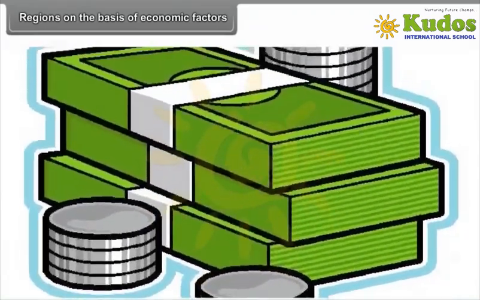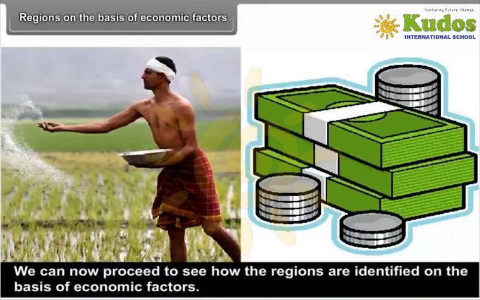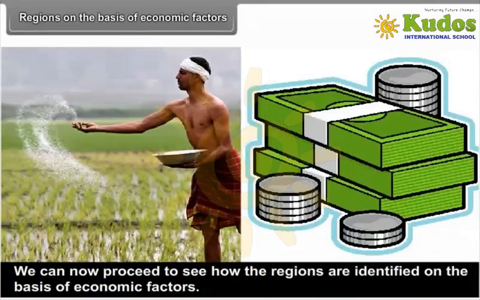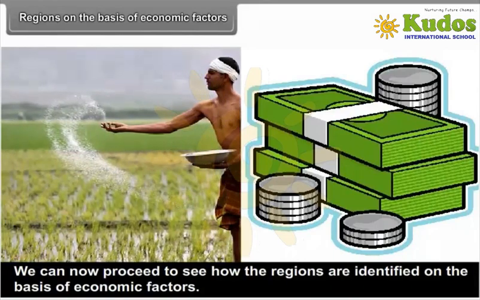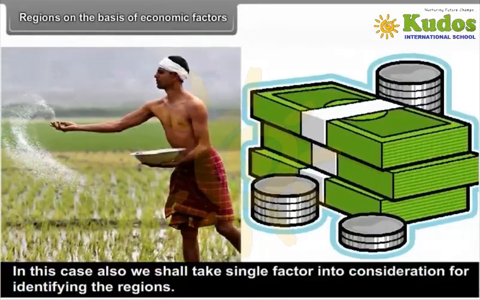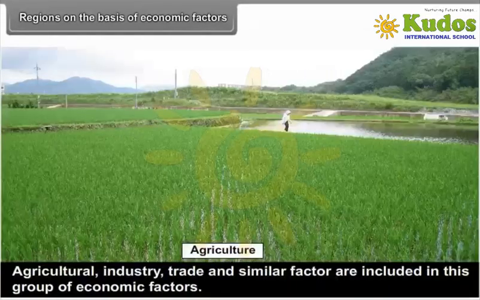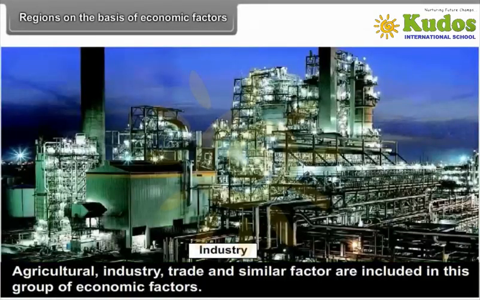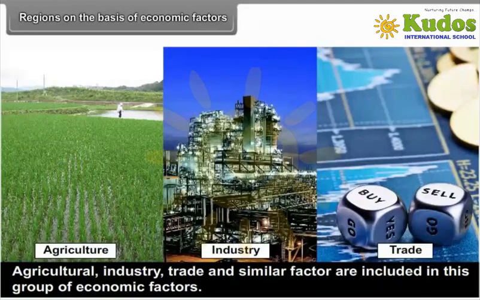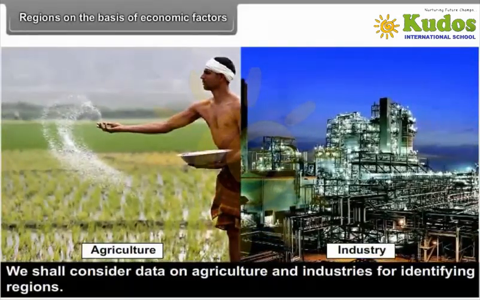Regions on the basis of economic factors. We can now proceed to see how the regions are identified on the basis of economic factors. In this case also, we shall take a single factor into consideration for identifying the regions. Agriculture, industry, trade, and similar factors are included in this group of economic factors. We shall consider data on agriculture and industries for identifying regions.